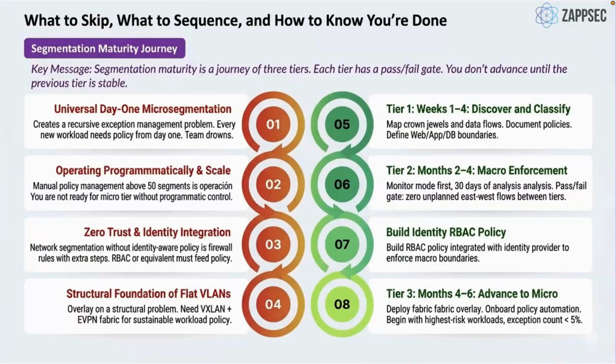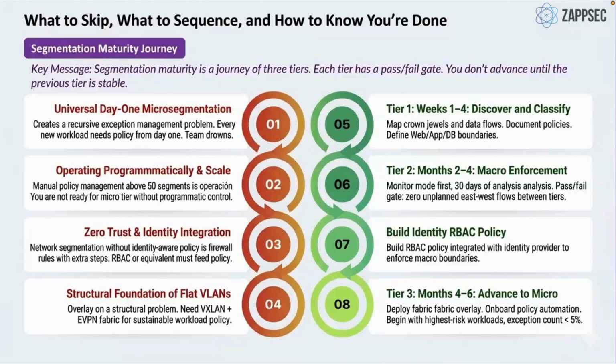So number four, flat VLAN as the foundation. Microsegmentation on flat layer two is a software overlay on a structural problem. VXLAN plus EVPN is the prerequisite to build the foundation before you even build the policy. Okay, and so the right-hand column, the four execution phases, let's walk through those.